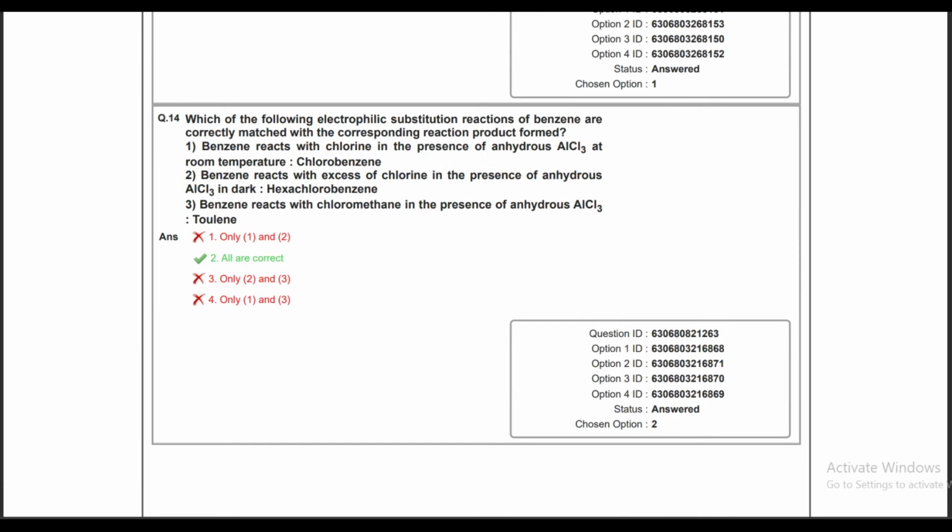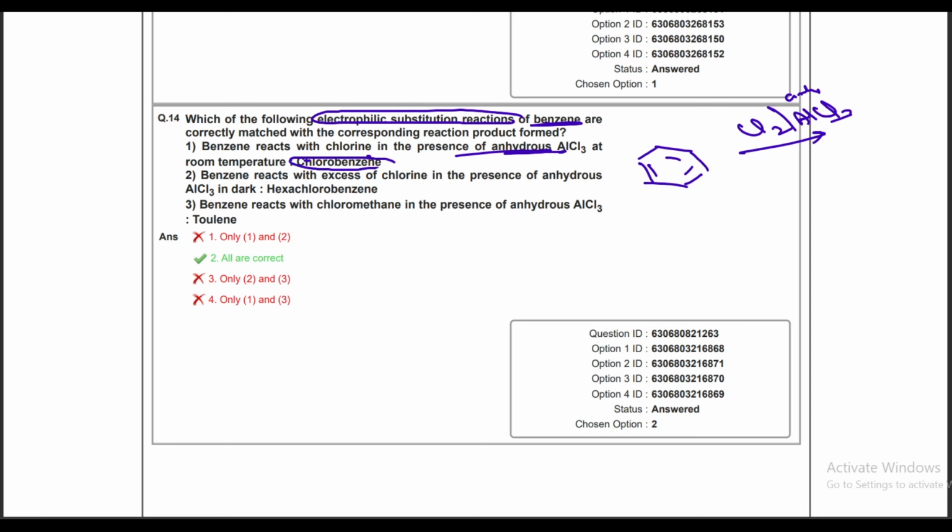In the next question, which of the following electrophilic substitution reactions of benzene are correctly matched with the corresponding reaction product formed? The first is, benzene reacts with chlorine in the presence of anhydrous aluminum chloride, and this reaction is occurring at room temperature, and the product will be chlorobenzene. So yes, this statement is correct.